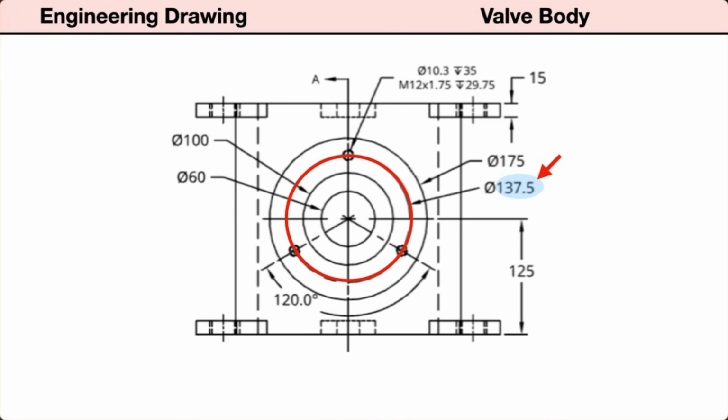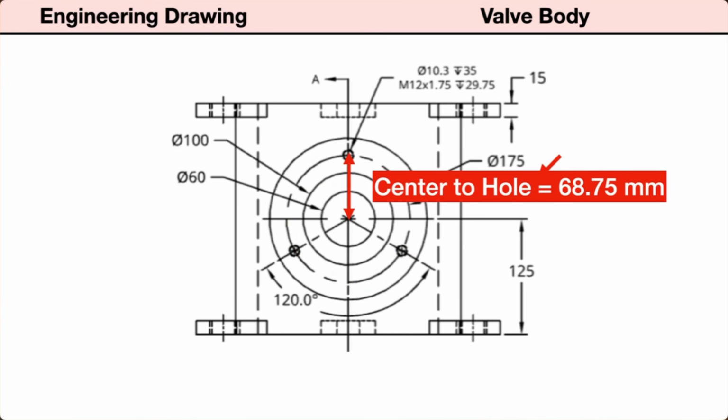Next, we have the 3 threaded holes on the face of the front boss. The centers of the holes are located on a centerline circle with a diameter of 137.5 millimeters. This makes the distance from the center of the boss to the hole center 68.75 millimeters.